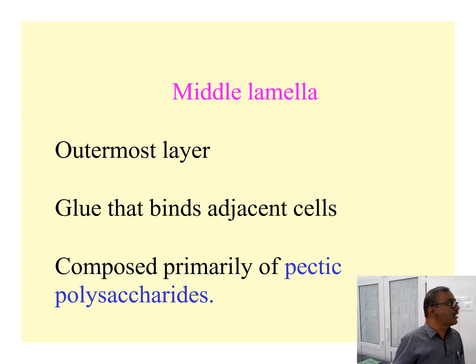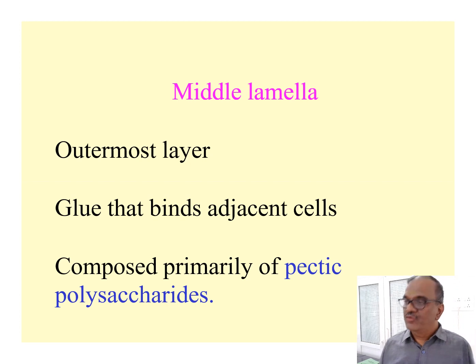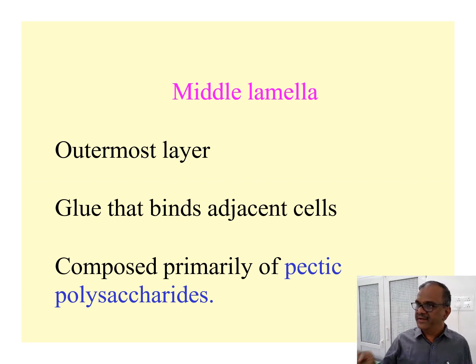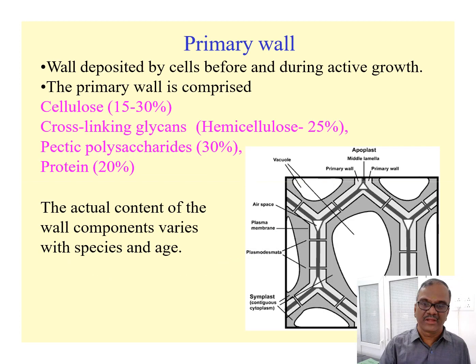Okay, so what is the chemical composition of the middle lamella? That is the pectic polysaccharides. Okay, so pectic polysaccharides, pectin, then polysaccharides. You know that they are glucose-containing; like glucose, there are oligosaccharides present. There are many. Okay, they are present in the case of the middle lamella. Okay, then next to that, the primary wall.